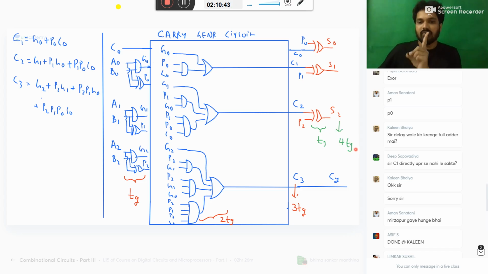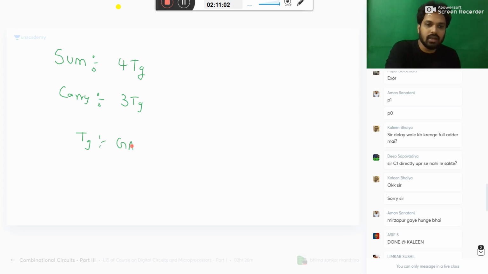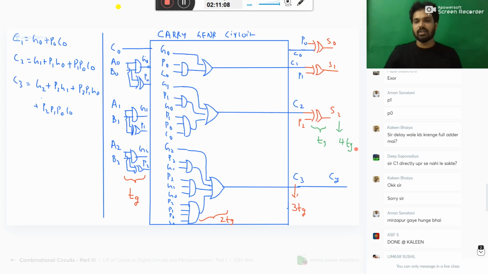Now you understand one important thing here. Please listen. Your sum requires 4 gate delays. Carry requires 3 gate delays. What is TG here? It is a gate delay, the delay of one gate. Okay, so please listen here. Now, if I make a 4-bit adder, what happens?